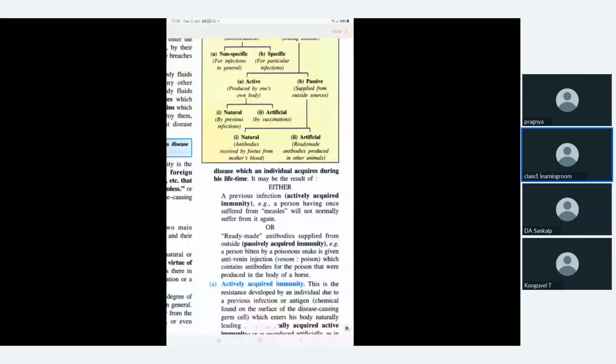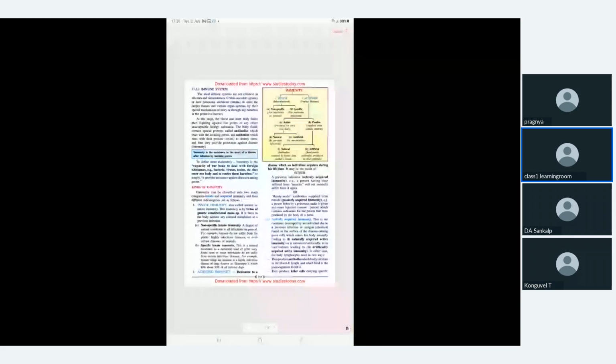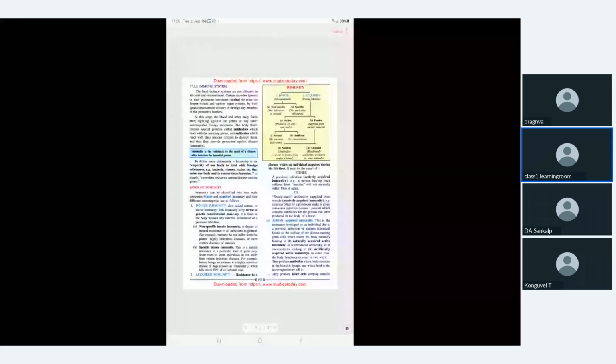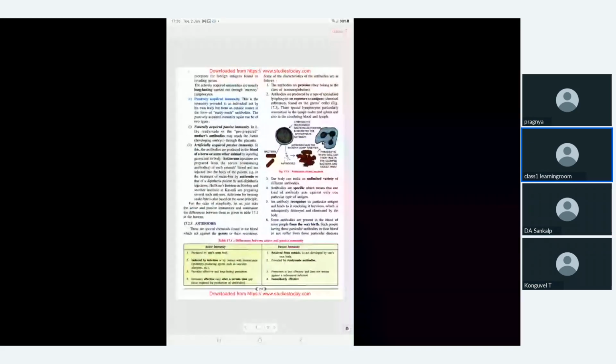The innate, acquired, non-specific, specific, active, passive, natural active, artificial active, natural passive, artificial passive. So those are the examples given here. That's very, very important. You should know. Okay, fine. I think this part we just discussed, what is innate, acquired, all these things, natural active, natural passive. I think till this we discussed in the last class.